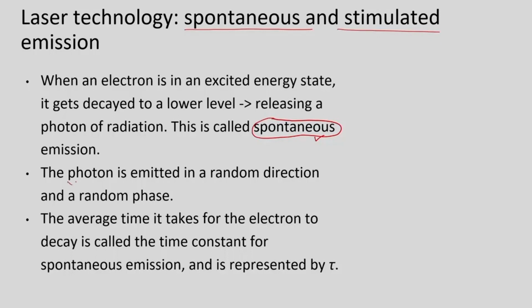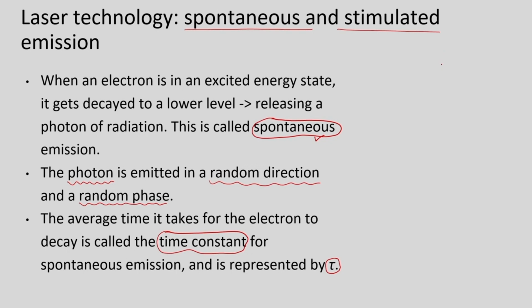These photons are getting emitted in a random direction. Their wavelengths are different and their phases are also random, so the emission occurs in a random manner. The average time consumed for the electron decay is called the time constant. We have to note down how much time the decaying operation takes during spontaneous emission, and that is designated by the letter tau.